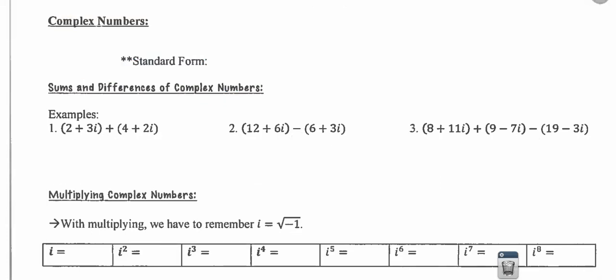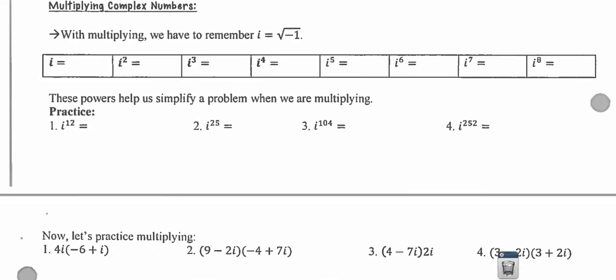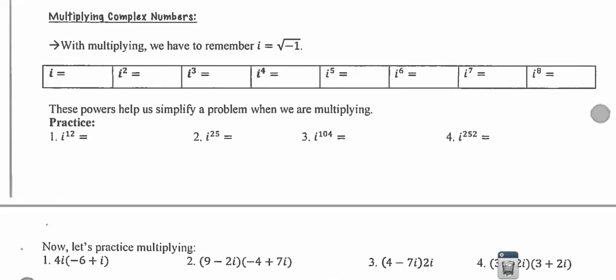So now we're going to start talking about multiplying complex numbers. Multiplying complex numbers gets a little more complicated. When I'm multiplying complex numbers, I have to remember that i equals the square root of -1. I am never allowed to leave an exponent on i.